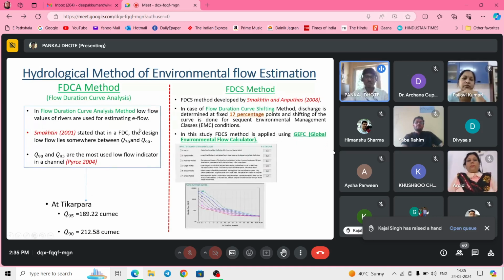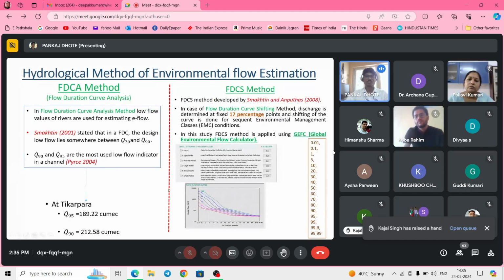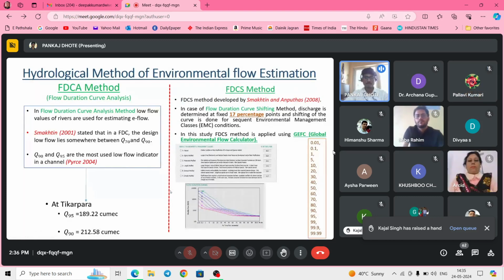Now there were some changes to this definition, and people moved to the flow duration curve shifting method, where not only just 90% or 95%, you do the analysis of the magnitude of the discharge when water stays there for 70% of the time, 80% of the time. Likewise, you consider 17 points, and then you find out what should be the optimum environmental flow in that particular river.